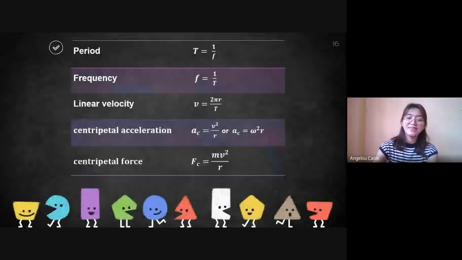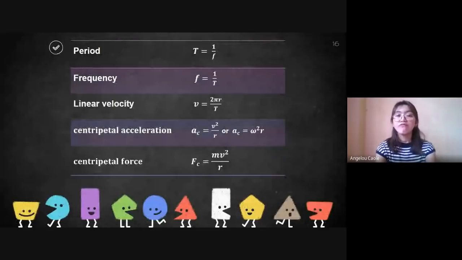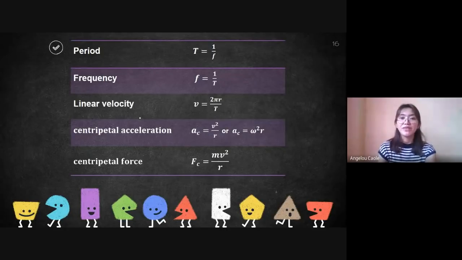Let's have the formulas involved under the circular motion. We have period, T is equal to 1 over f. Next we have the frequency, f is equal to 1 over T. For the linear velocity, we have v is equal to 2 pi r over T.